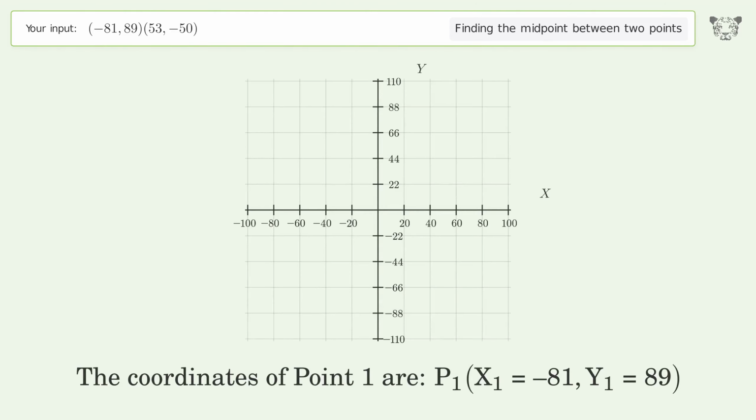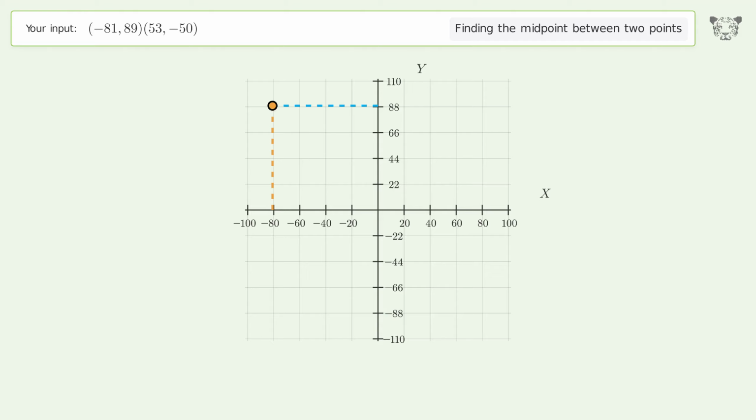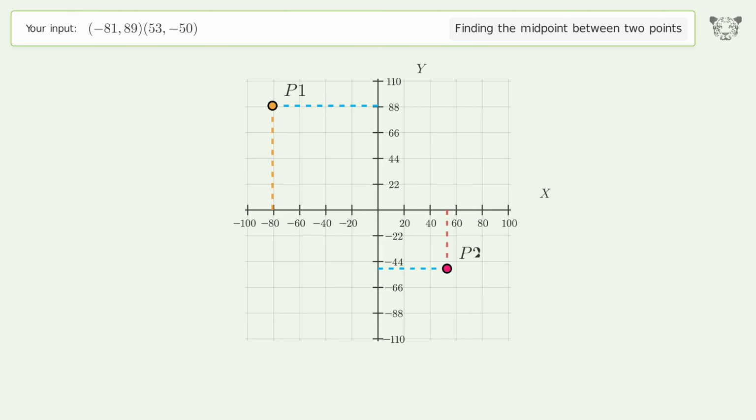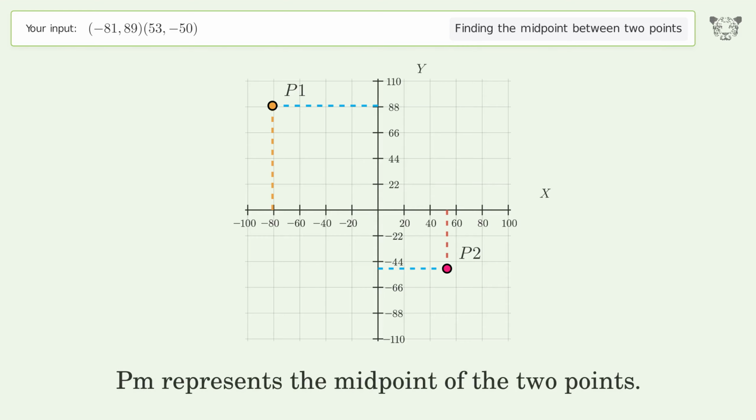The coordinates of point 1 are, x1 equals -81, y1 equals 89. The coordinates of point 2 are, x2 equals 53, y2 equals -50. PM represents the midpoint of the 2 points.